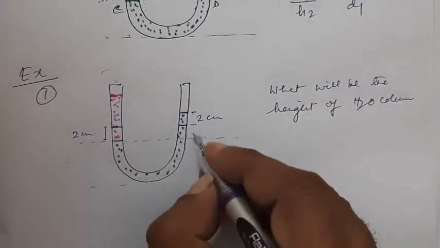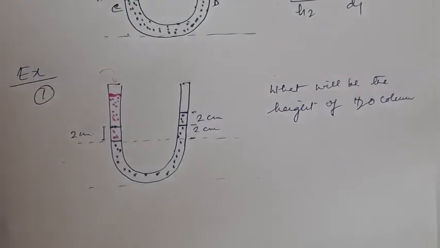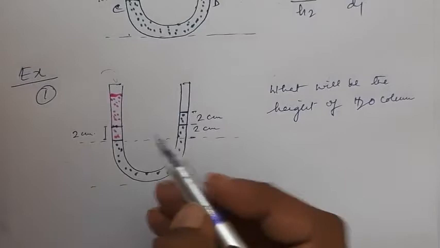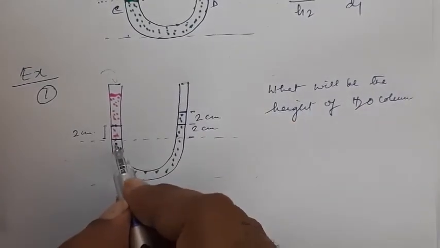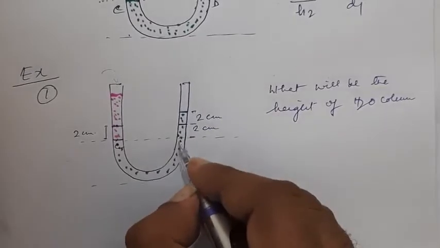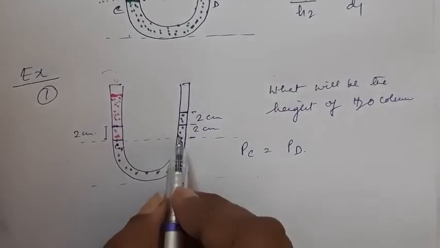By geometry, this has also to be 2 centimeters. This distance must also be 2 centimeters. So if we name these points, this is point C, this is point D. From equilibrium we have already learned PC must be equal to PD.